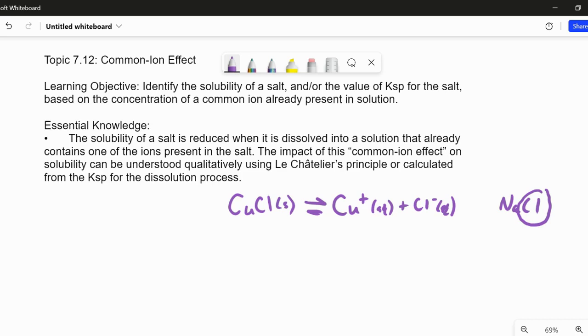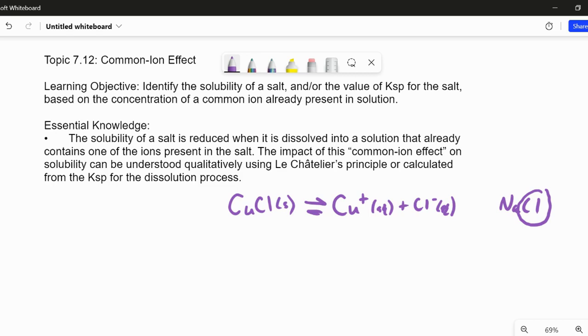You can think of this in terms of Le Chatelier's principle. If we dissolved copper chloride into pure water, we would make the copper ions and the chloride ions, and they would reach an equilibrium, a maximum amount that could be dissolved. However, if we then added some chloride ions to the solution, that extra chloride would force the equilibrium to shift to the left. In other words, you would have less copper chloride dissolving because of the extra stress of adding the chloride ions. The same would be true if chloride is already present. That's a stress already present in the solution, so less copper chloride would dissolve.